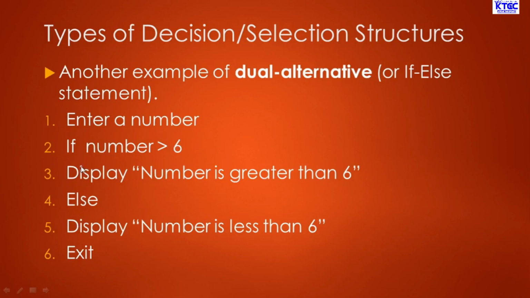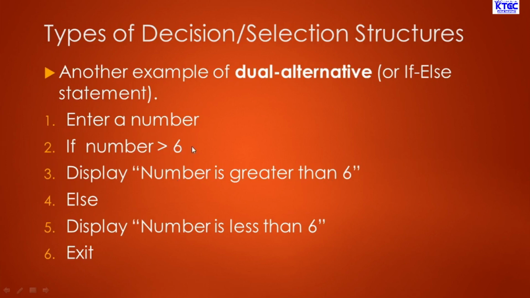If this one is met, this one will be executed and then it will skip this one and exit. So that is how it is. Enter a number. If I enter 1, it means it's less than 6. So this one will be skipped and this one will be executed and tell me the number is less than 6. If I enter 7, it means the condition here is met. So this one will be executed and tell me the number is greater than 6. So basically that is that.